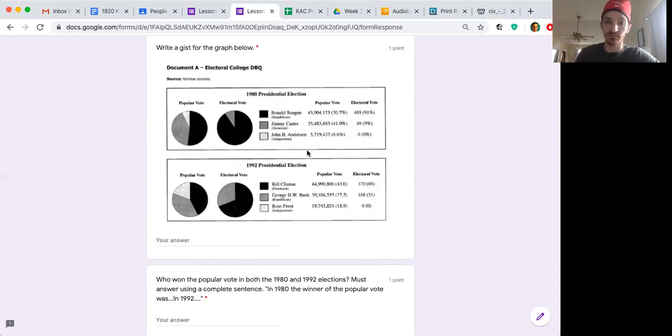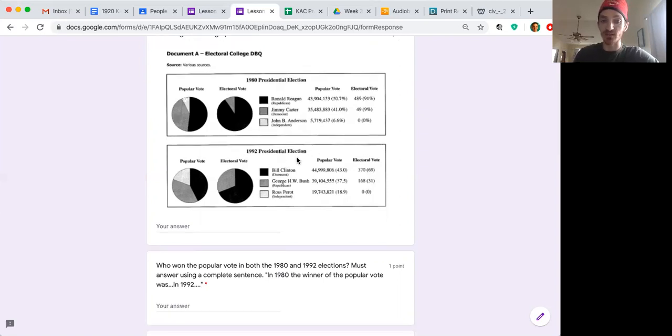This is the 1992 presidential election. Remember, we got the same thing. Popular vote, how many people voted for you, versus Electoral College vote, how many states' electoral colleges did you get? So Bill Clinton, the Democrat, received about 45 million votes. George H.W. Bush, the Republican, received about 39 million votes. And Ross Perot, the Independent, received about 19 million votes.